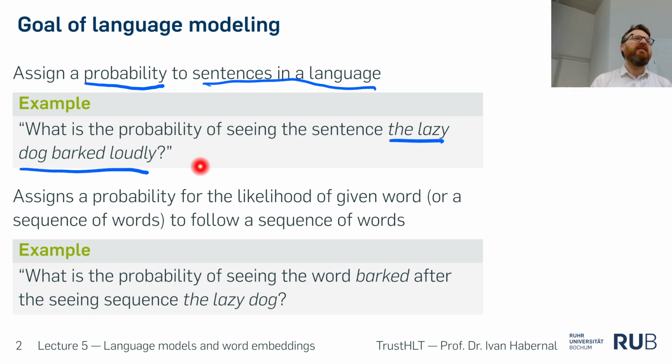So the probability might be something. I mean, probabilities are hard to tell because this is a model of the world. This is not the reality, but we somehow estimate them. We'll get to that. So this is the question we're asking.